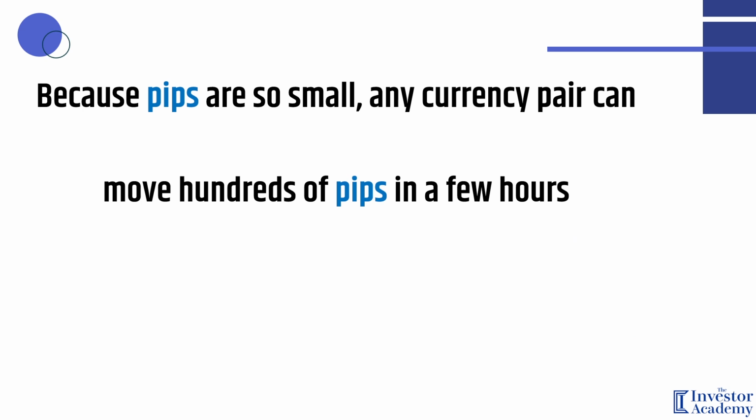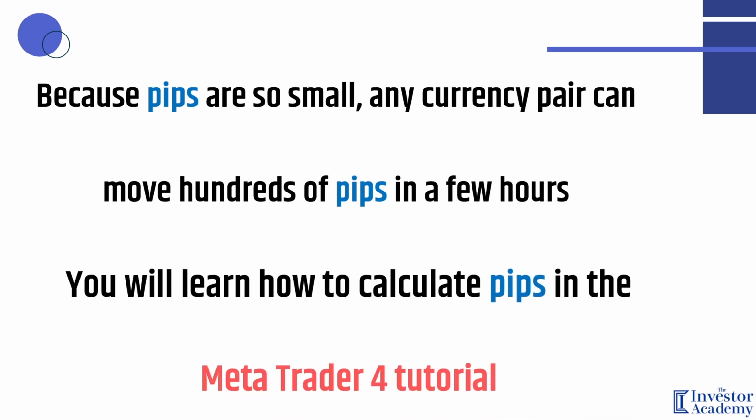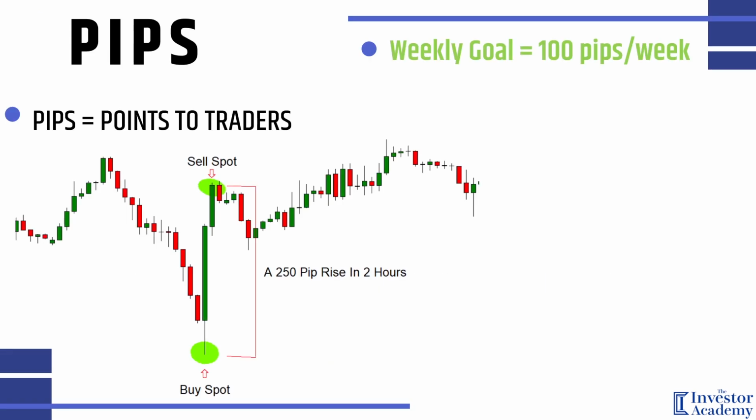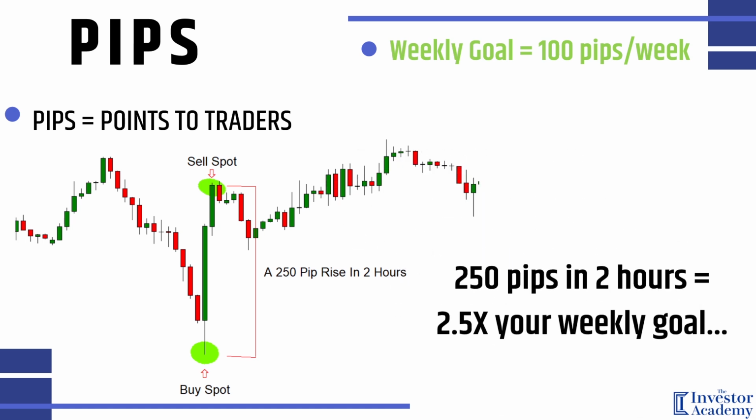Remember guys, pips are so minute that any currency pair can move 100 pips in just a few hours or more. And if you're asking how do you know that the price moved up 250 pips, we're also going to show you how to calculate pips in the MetaTrader 4 tutorial, which is probably going to be the easiest thing you'll ever learn. So back to pips. Remember, these are like points to us as traders. In this specific picture, the price moved up 250 pips in 2 hours. Remember, our goal as traders is to catch 100 pips per week. Write that down if you haven't already.